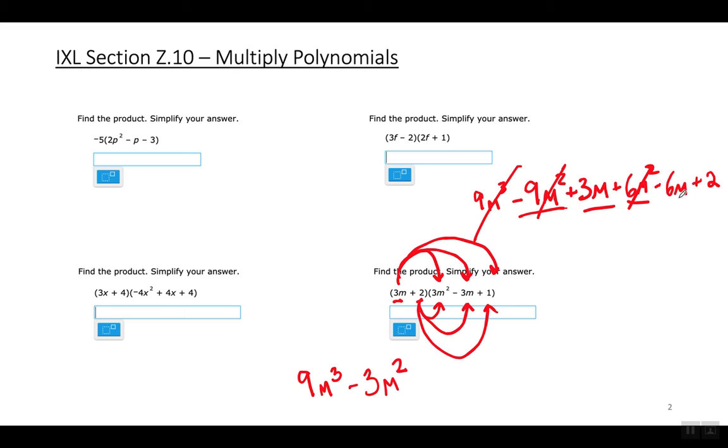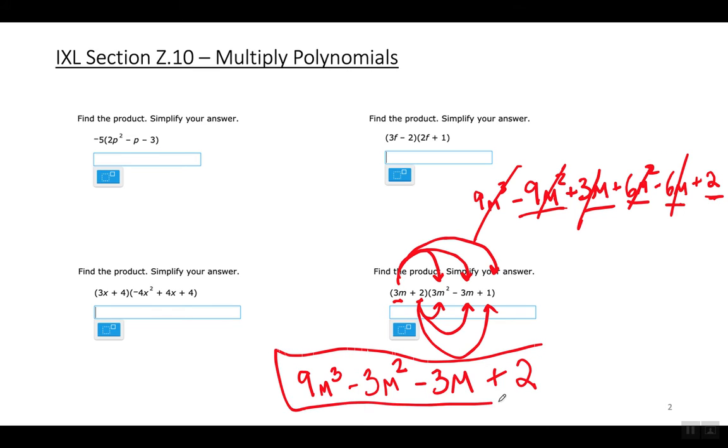Now this 3m and this negative 6m is going to give me negative 3m. And finally, this 2 is the only constant, so it's going to stay by itself. And that's my final answer.